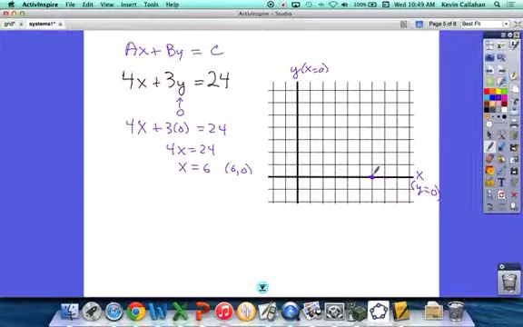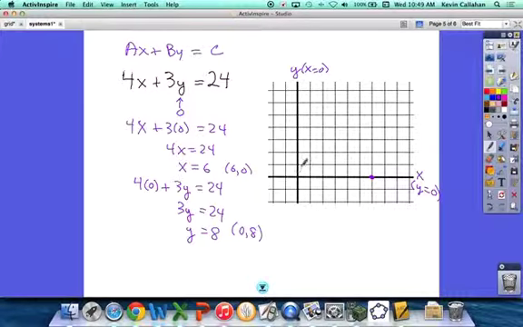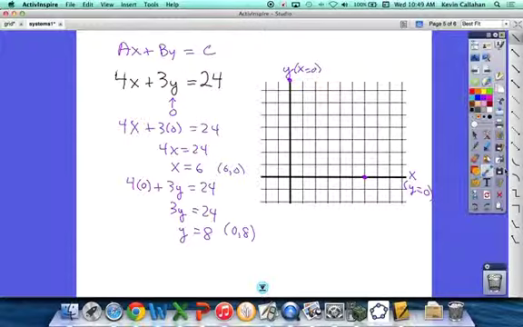Right, to find the y-intercept, you substitute x equals 0. So 4 times 0 plus 3y equals 24. 3y equals 24. y equals 8. So this is the point 0, 8. So go up 1, 2, 3, 4, 5, 6, 7, 8. Didn't make that quite high enough. Now, with 2 points, I can make a line.